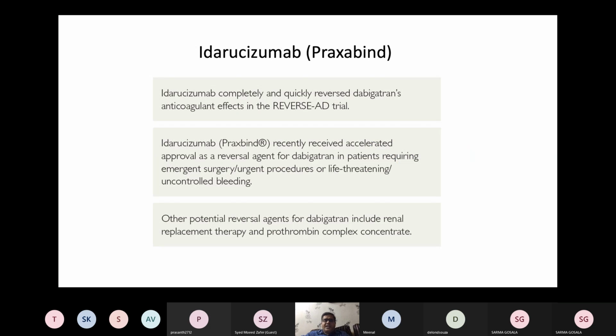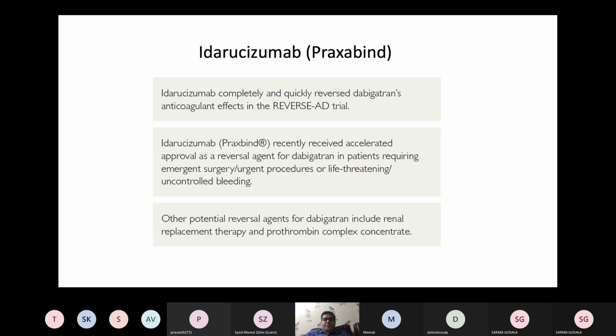What they have found in the RE-VERSE AD trial is that idarucizumab, after 5 grams is infused, 2.5 grams in each vial, gives a complete reversal of dabigatran's anticoagulation effects within a few minutes, and it lasts anywhere between 12 to 24 hours. So it can be used either to stop bleeding, or if there's a procedure to be planned, we can quickly reverse the effect of dabigatran using Praxbind.